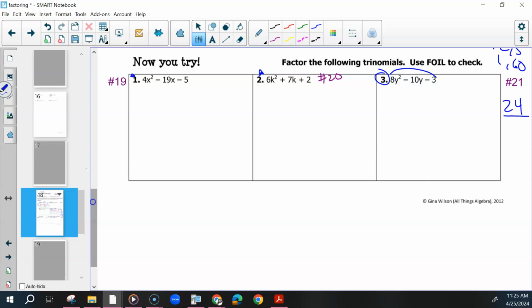What are some factors of 24? 2 and 12. 8 and 3. What else? 4 and 6. 24 and 1. Which of those could we add or subtract together to get negative 10?